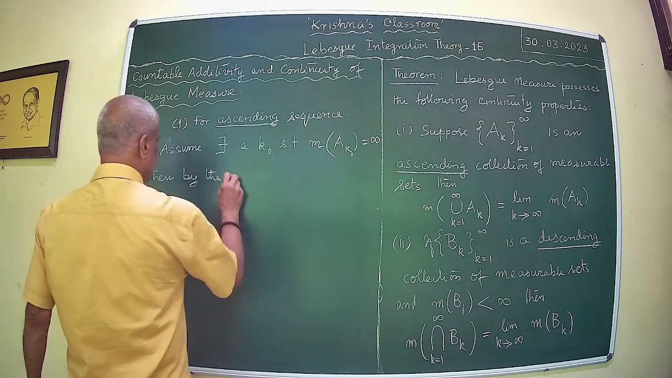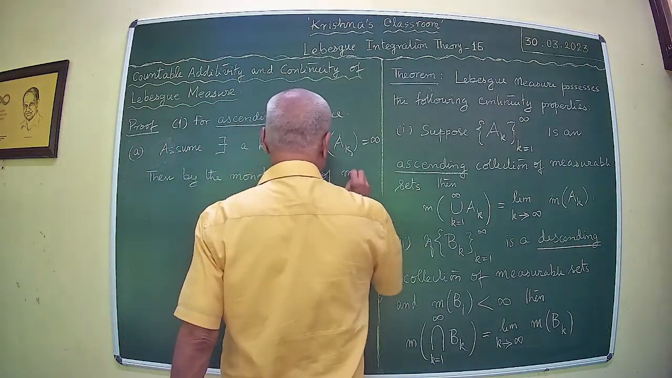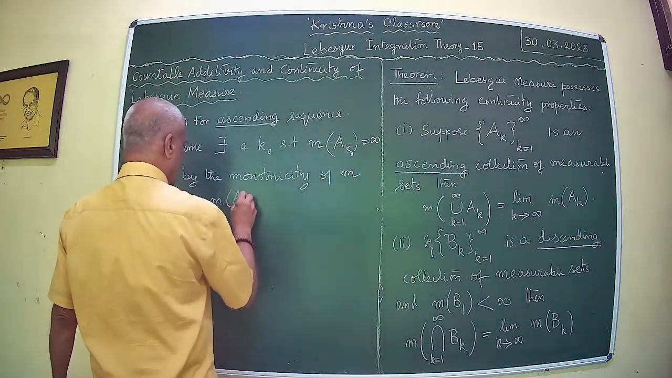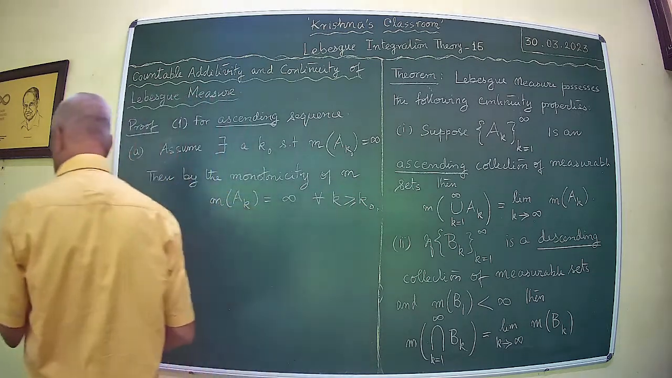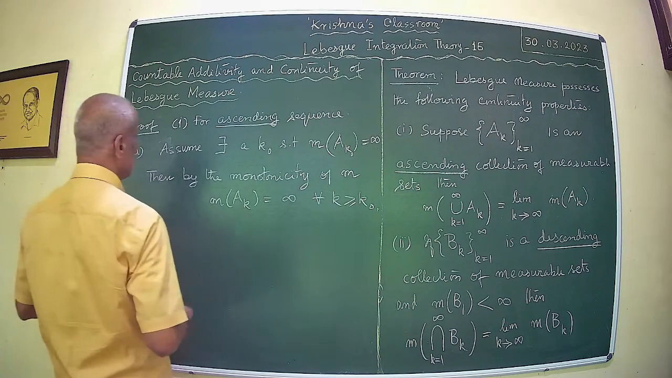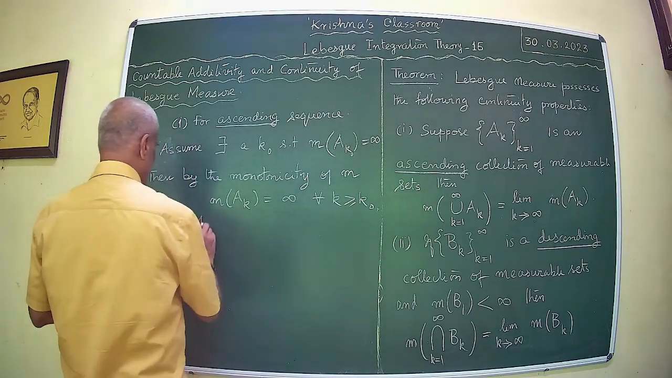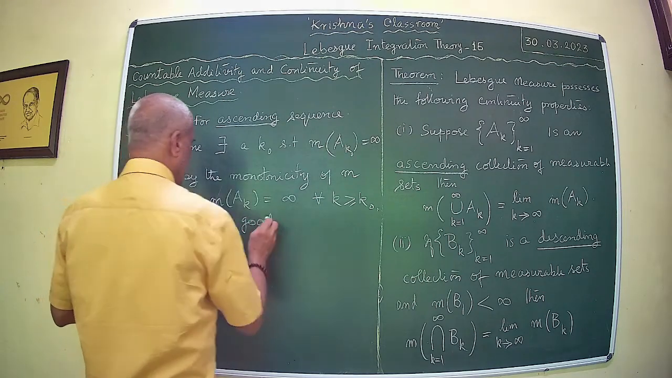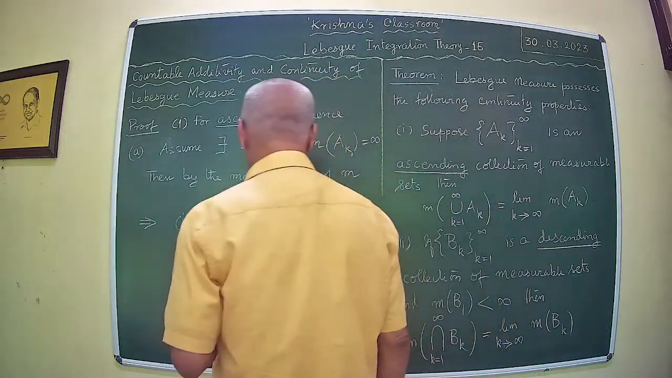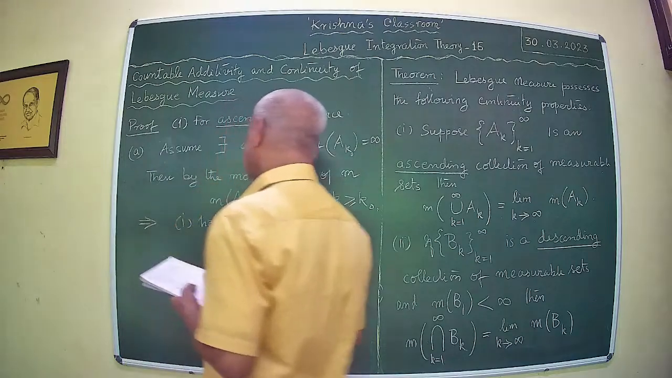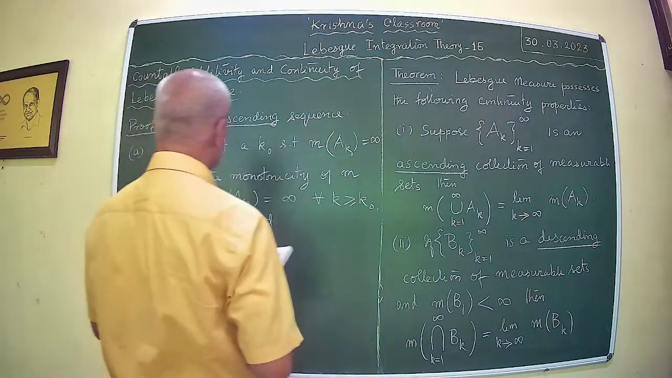By the monotonicity of m, right? And therefore the sequence converges to, or diverges to, infinity. See, it's a monotone sequence that you end up with. It's a monotonically increasing sequence, and it just diverges to infinity. Now case B, what happens?